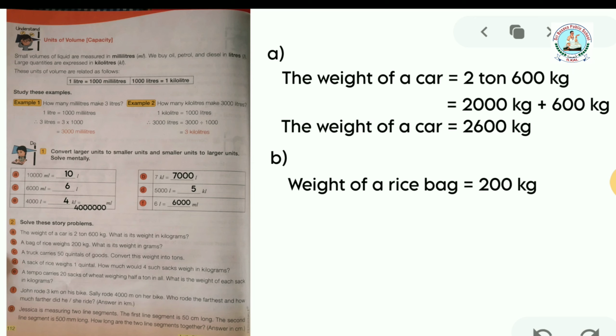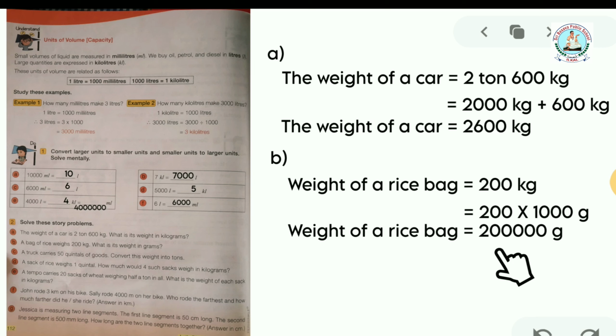No, sorry, let me tell you one more time. The weight of the rice bag equals 200 kg. They are asking us to express it in grams, right? So we are moving from bigger unit to smaller unit, so the given number must be multiplied by 1000. So 200 times 1000. When you multiply these two, the product would be this much. Ones, tens, 100, 1000, 10,000, lakh. So 2 lakh gram will make 200 kg. This is the weight of that rice bag in gram.